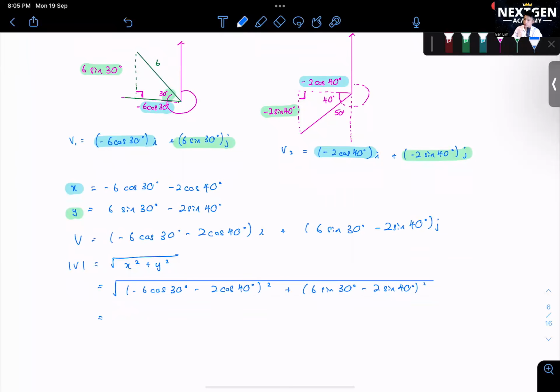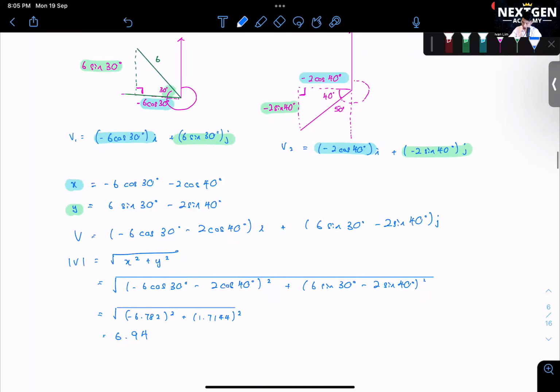Type in the calculator. If you cannot see, just break it down. You get negative 6.782 squared plus 1.7144 squared, which you will get 6.94. Okay, we got the magnitude already. Now we want to find the bearing. What is the bearing?